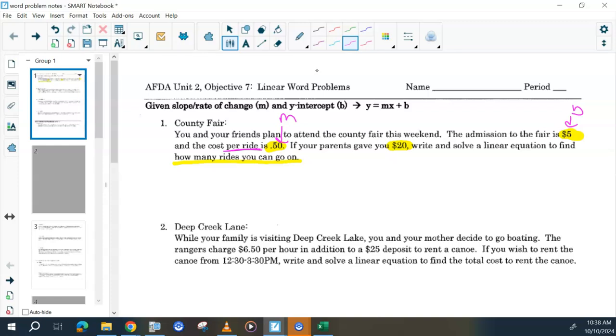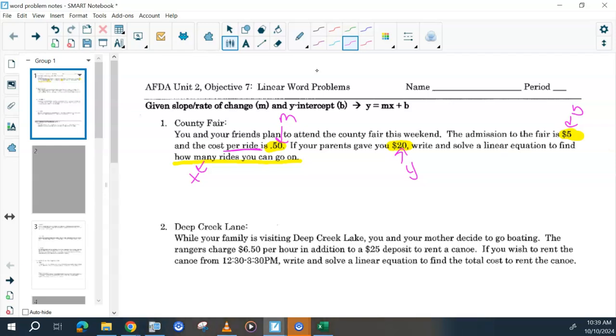Your y value is usually a total. Do we have that? The 20. So that's the total amount you have. You can't go over that because then you don't have money. So that would be your y value, which means the number of rides we can go on would be our missing variable, our x. That's what we're going to be solving for.